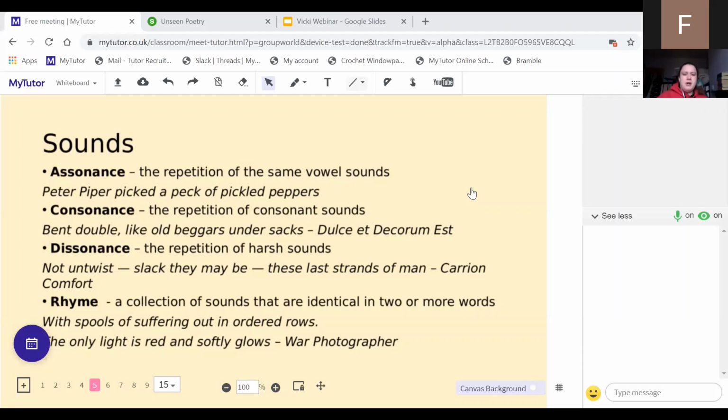Is that anaphora? Not quite. Anaphora is the repetition of words or phrases at the beginning of a line in poetry. So that's the answer to that question.